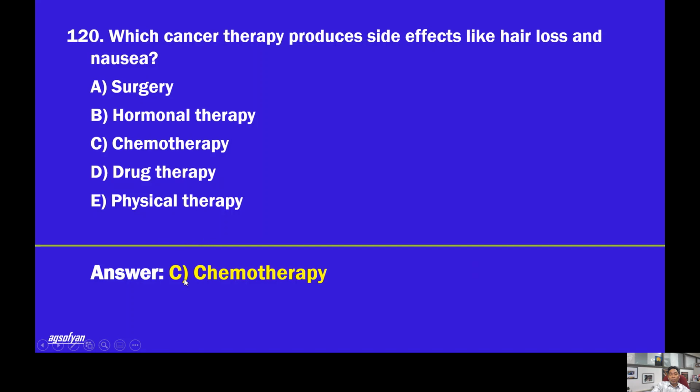Because chemotherapy is not really able to distinguish between normal cells and abnormal cells, this chemotherapy will also kill normal cells that divide very fast, like the hair follicles. So hair follicles are cells that divide very fast. They will also be killed by the chemotherapy, therefore causing baldness.